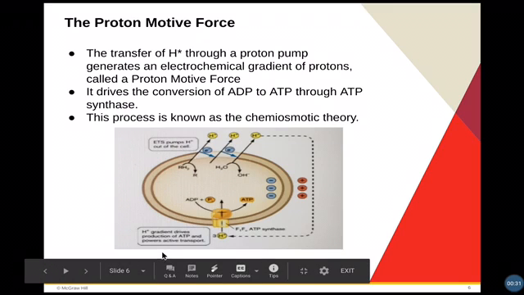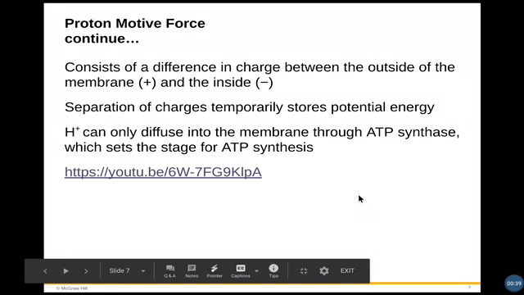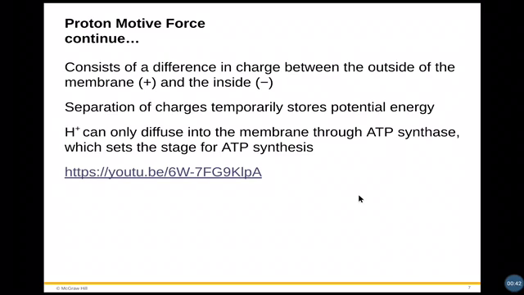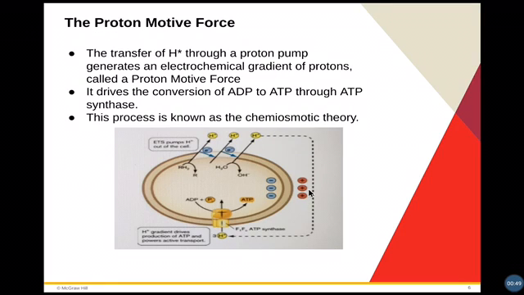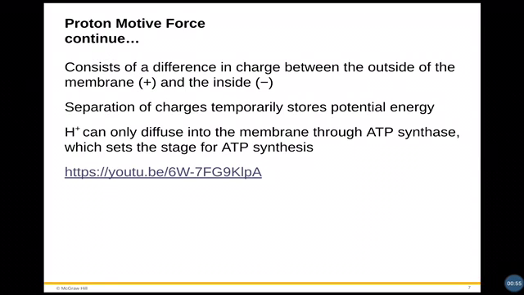The H+ gradient drives the production of ATP and powers active transport. All this consists of a difference in charge between the outside of the membrane, positive, and the inside, which is negative. As you can see here, this side is positive and this side of the membrane is negative. Separation of charges temporarily stores potential energy. H+ can only diffuse through the membrane via ATP synthase, which sets the stage for ATP synthesis.